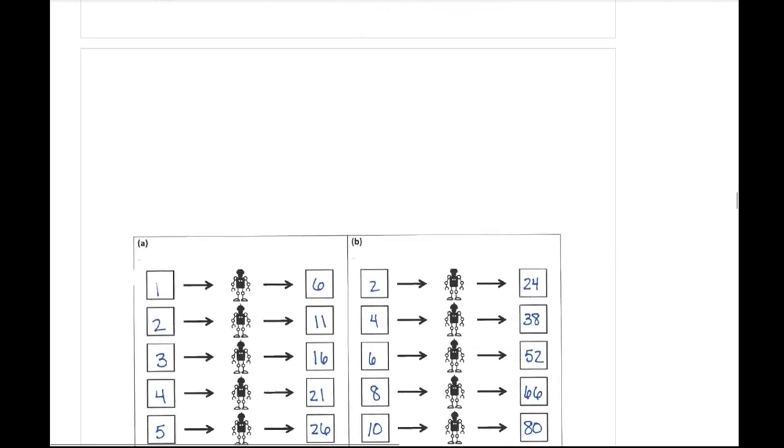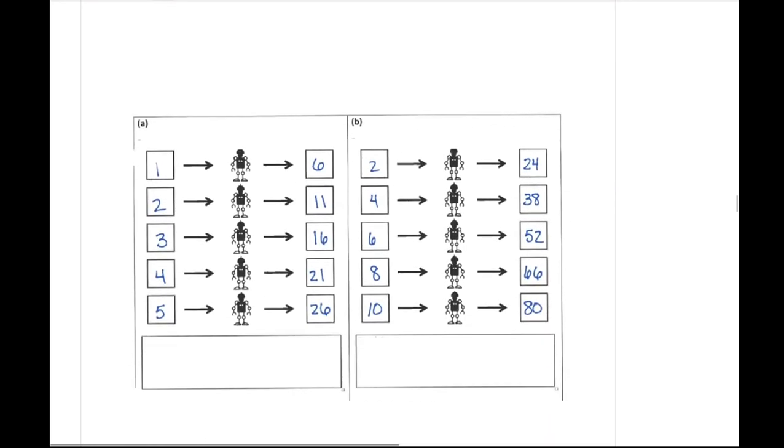So let's look at some more examples of that. Again, I'm not going to write input-output anymore. I'm just going to write I and O. So 1 to 6, 2 to 11, 3 to 16, 4 to 21, and 5 to 26. So we need to think about what is the rule. What can I multiply these numbers by to get from the input to the output?